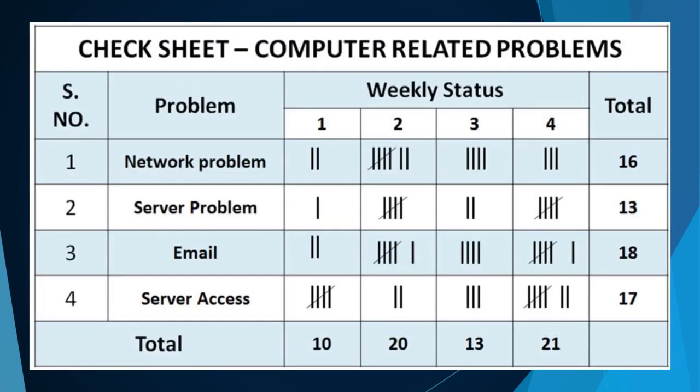This is an example of a check sheet. It indicates the problems and weekly status, for example first week, second week, third week and fourth week. The problems are noted, like network problems: twice in the first week, around 7 times in the second week, around 4 times in the third week, around 3 times in the fourth week, a total of 16 times in the 4 weeks, and then server problems, email problems, server access problems, etc.